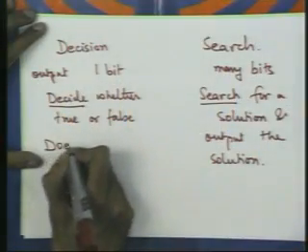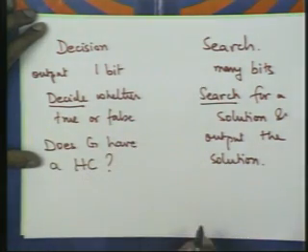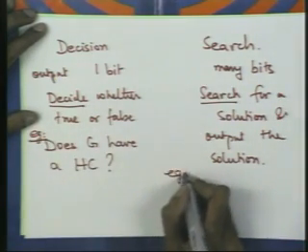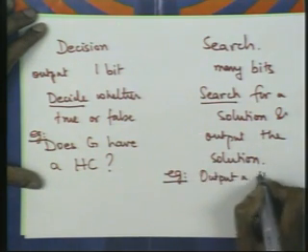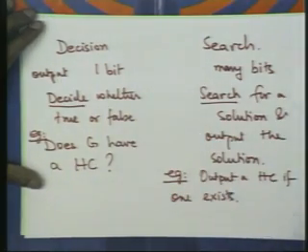So for example, here, does G have a Hamiltonian cycle? This is an example of a decision problem. An example of a search problem: output a Hamiltonian cycle if one exists. The input is the same to both, which is a graph G. In one case, you just want to know whether G has a Hamiltonian cycle or not. The other case, you want a Hamiltonian cycle output. You want actually the edges in the Hamiltonian cycle.